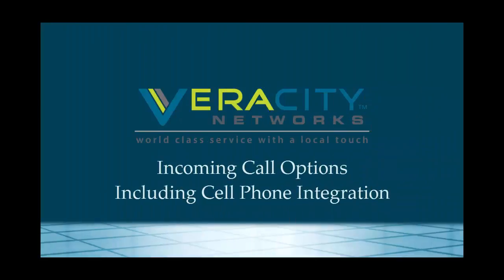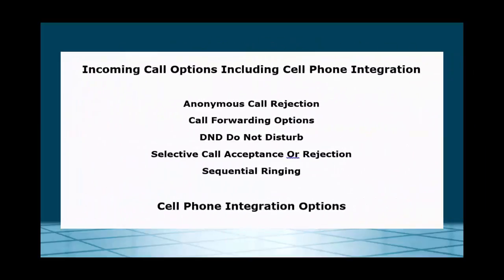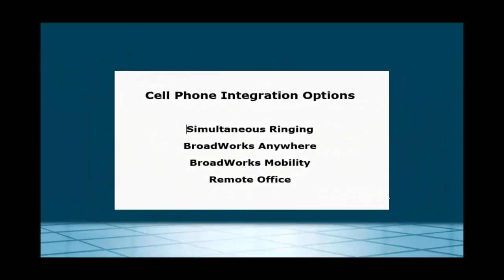Today's Veracity tutorial is on incoming call options, including cell phone integration. We'll be covering anonymous call rejection, the various call forwarding options, do not disturb, selective call acceptance or selective call rejection, sequential ringing, and for the cell phone integration options, there's 4 of them. The first and most simple one is simultaneous ringing. The other ones are BroadWorks Anywhere, BroadWorks Mobility, and Remote Office.